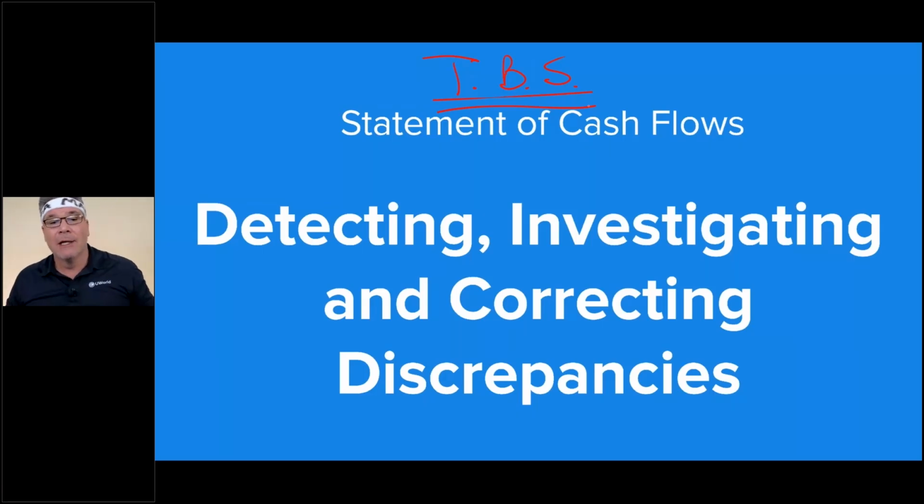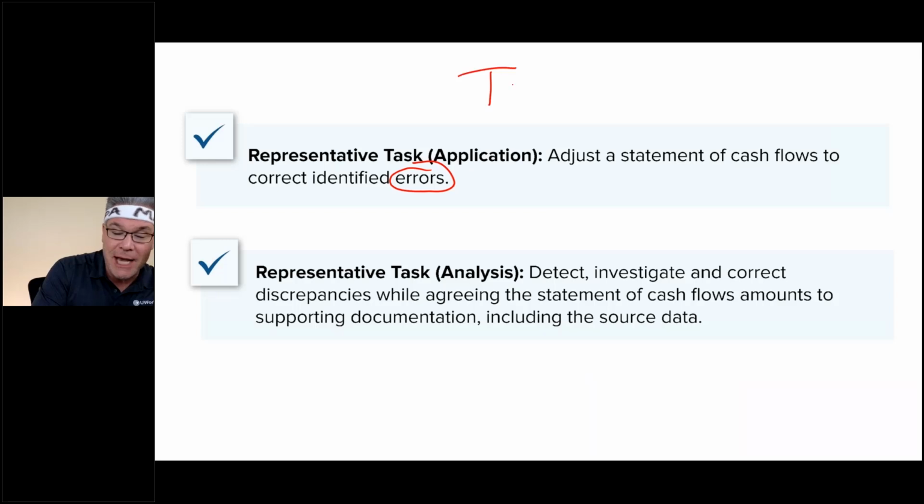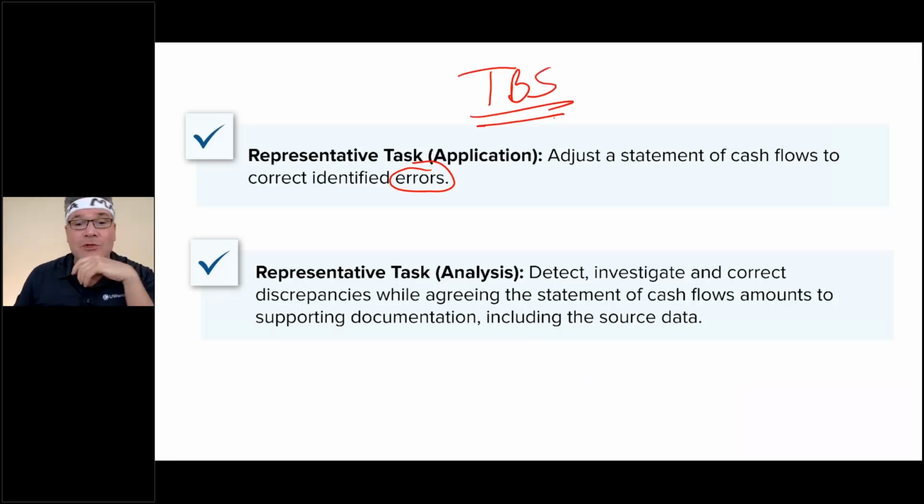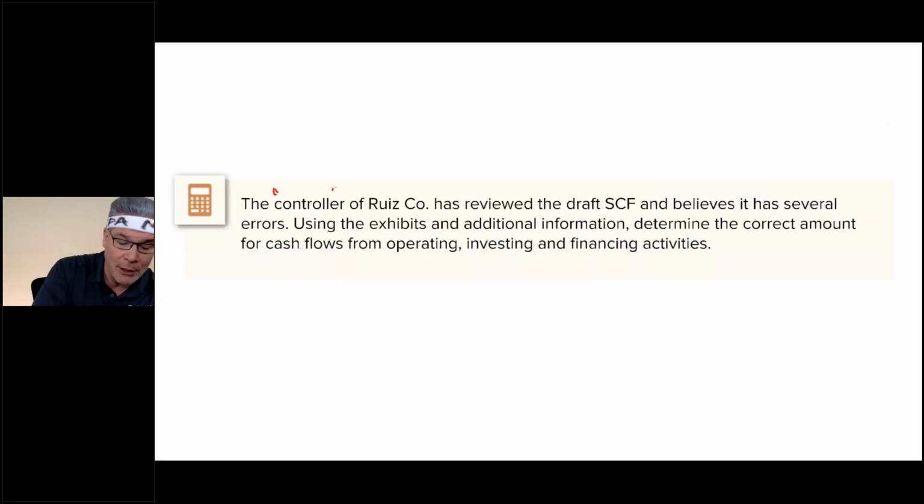Here we go. Ready? We got errors, man. So in this task-based simulation, what do we got to do? I know the rules so well that I can identify what they did wrong, okay? And then we're going to have to detect, investigate, and correct the discrepancies. Not only do you have to identify the error, but then how do you fix somebody else's error? What are the adjusting entries? So that's what we'll be doing now. We've got a controller, and the controller has reviewed a draft statement of cash flow and believes it has several errors. I got to identify the errors, using the exhibits and additional information.